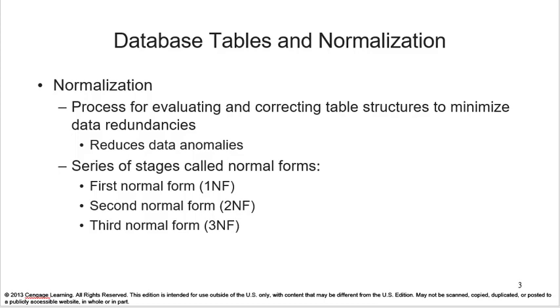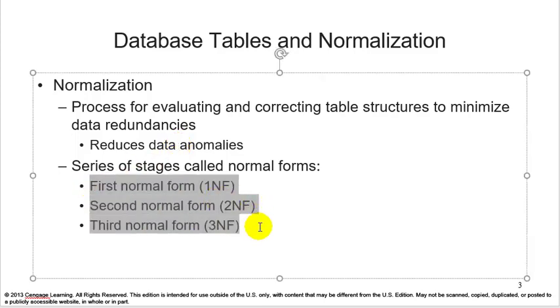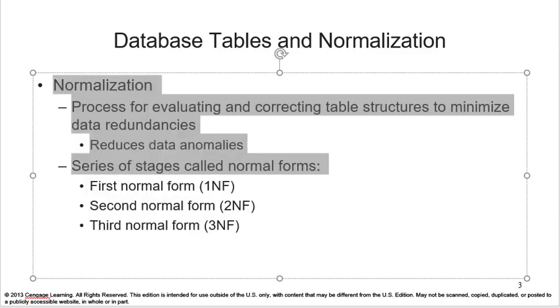Update anomalies mean a problem when you want to update the records. Insert anomalies is the problem when you want to insert a new record, and delete anomalies is the problem when you want to delete a record. So by using normalization, we can avoid these anomalies. In this chapter, you will learn about three normal forms, which are the first normal form, second normal form, and third normal form.